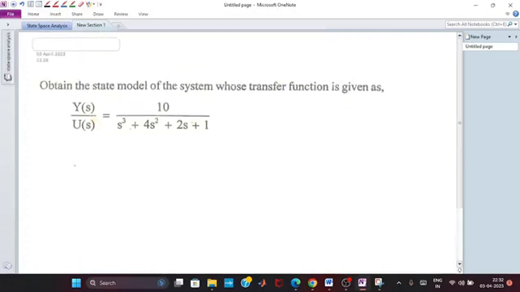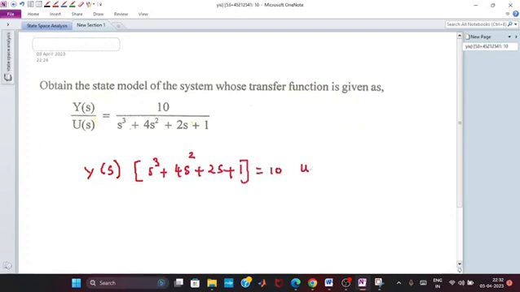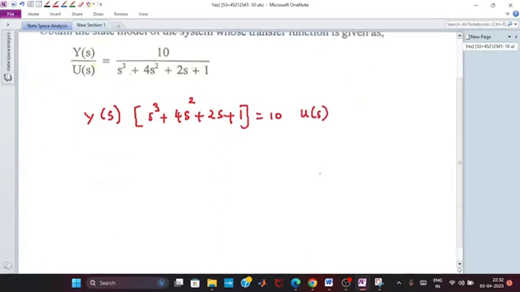So what is the procedure? That is very easy. That is Y(s) divided by U(s). So first you have to find out what is Y(s). Easy, cross multiply. Y(s) into s cube plus 4s square plus 2s plus 1 is equal to 10 times U(s), right?